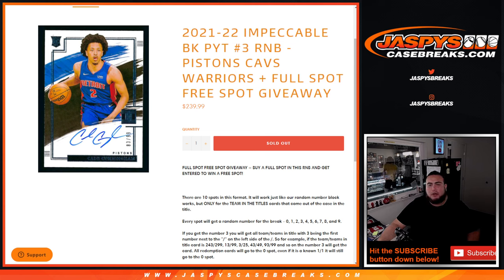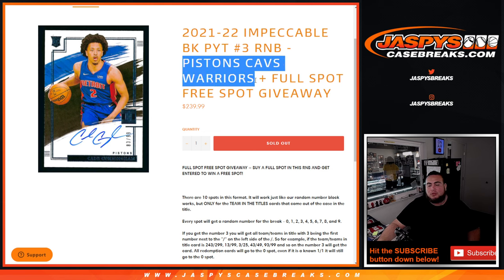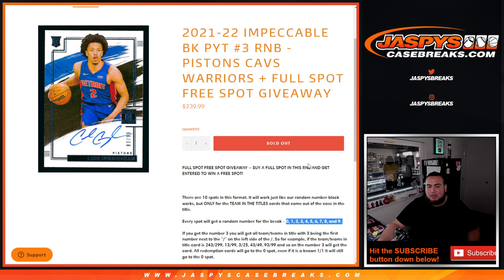We just sold out a little random number block for Impeccable Basketball Pikachu number 3 that helped sell it out. This is a random number block for three teams: Pistons, Cavs, and Warriors. And again, you get a piece of these three teams like a normal random number block. Of course, if any hits get pulled out of this break for these teams, we're going to distribute the hits by a random number block style break.